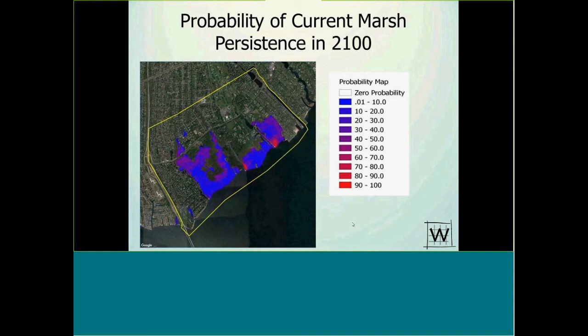This map is pretty interesting. It's the probability of the current marsh persistence in 2100. And because this area does not have a big tide range, these marshes do not inhabit a wide elevation band, and so the probability that the current marsh will persist is actually fairly low, only about 10% to 20%, maybe 30% in some of these marshes that are further inland. So there's an impact that is predicted there.